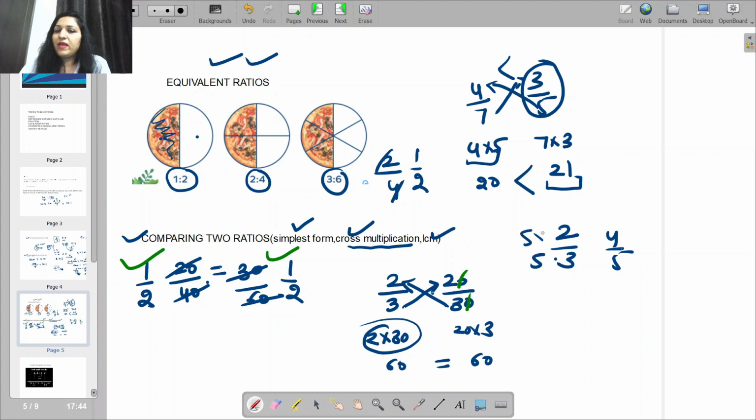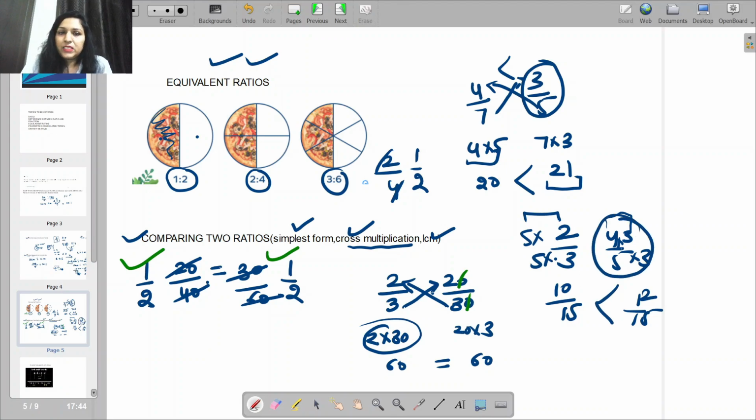5 up, 5 down, and here 3 up and 3 down, just to make the denominators equal to LCM. 5 into 2, this is 10/15, and 4 into 3, this is 12/15. अब तो हम कंपेयर कर सकते हैं. 12/15 is greater than 10/15, so right hand side is greater. ठीक है? These are the three methods for comparing any two ratios.